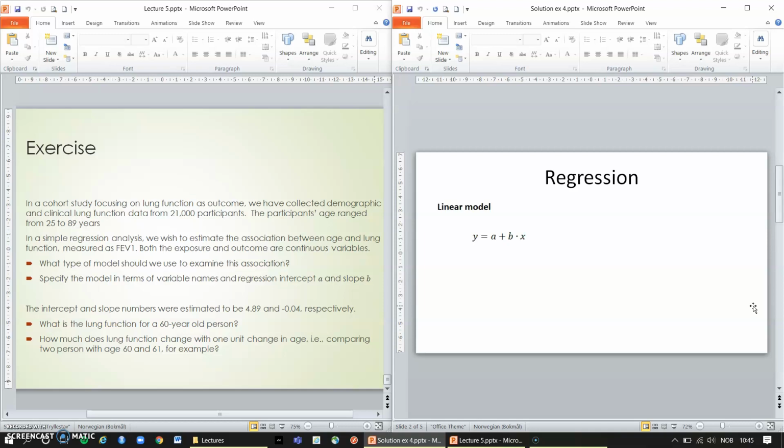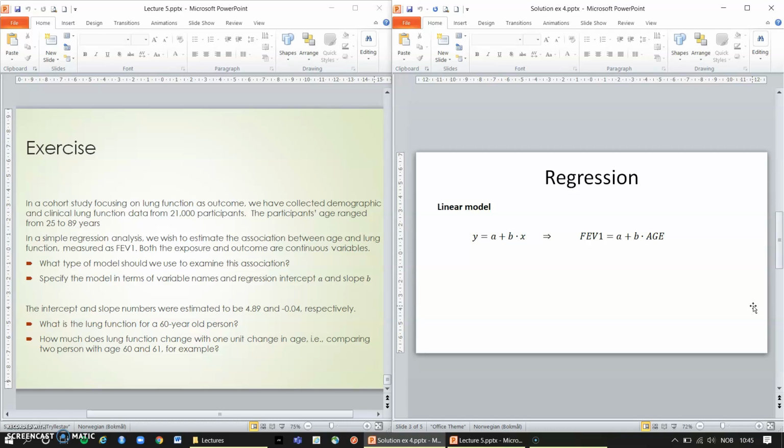In the second question, we are asked to specify the linear regression model in terms of variable names and regression coefficients. The convention in regression modeling is that the left-hand side and the y variable is always the outcome, whereas x refers to the exposure variable. Following this, we replace y with FEV1 and x with age, which gives the requested model specification.